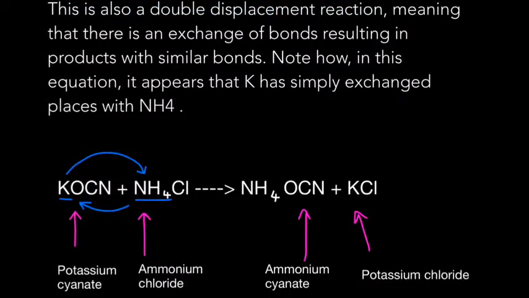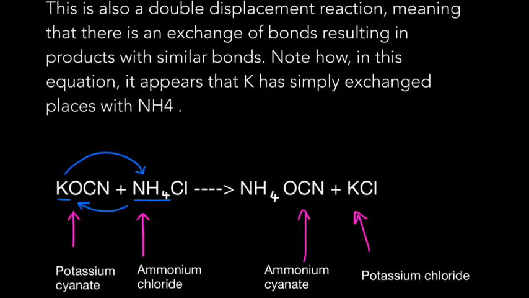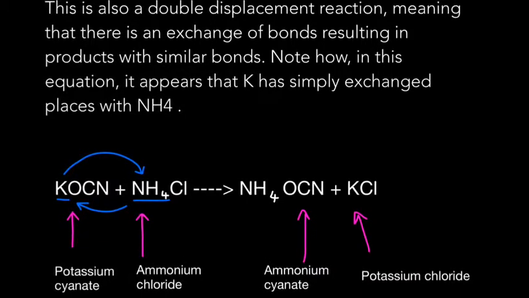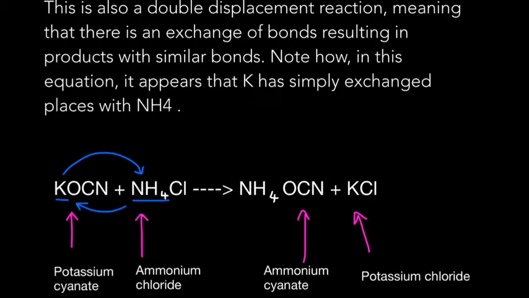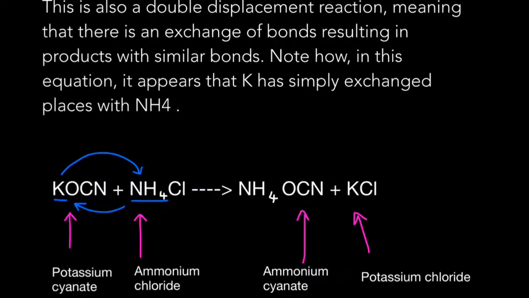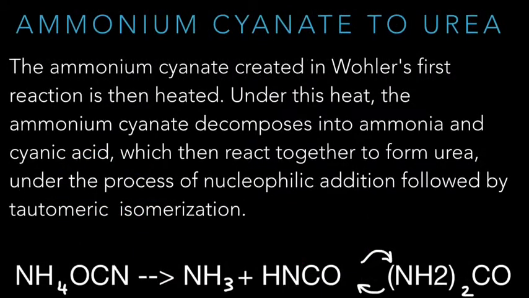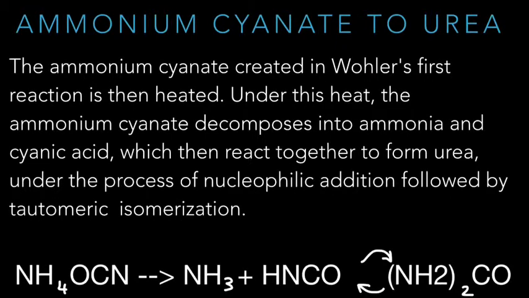This is also a double displacement reaction, meaning that there is an exchange of bonds resulting in products with similar bonds. Notice how, in this equation, it appears that K has simply exchanged places with NH4. We have our product of ammonium cyanate, but how is it converted into urea?